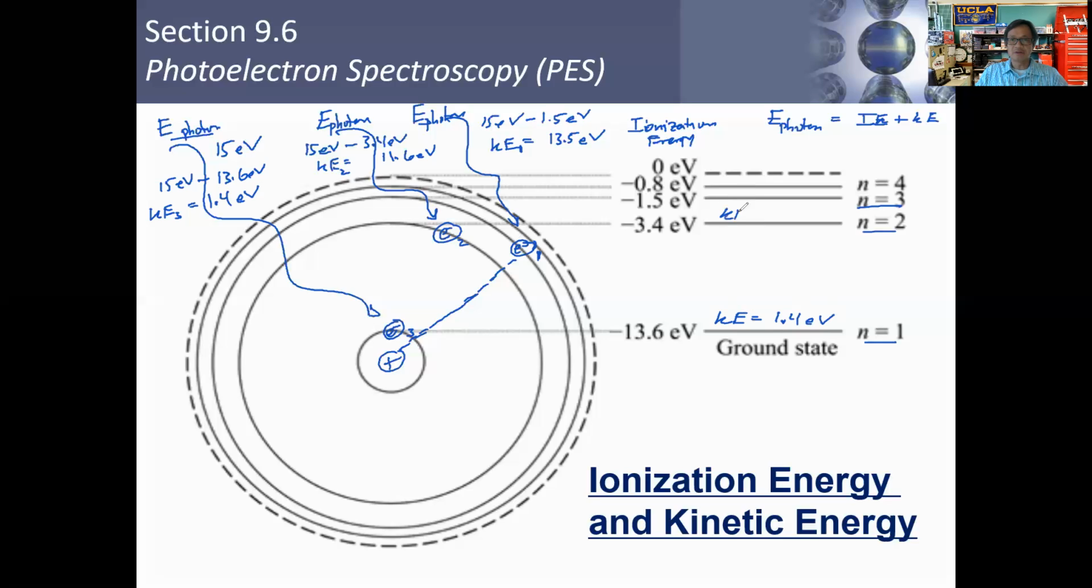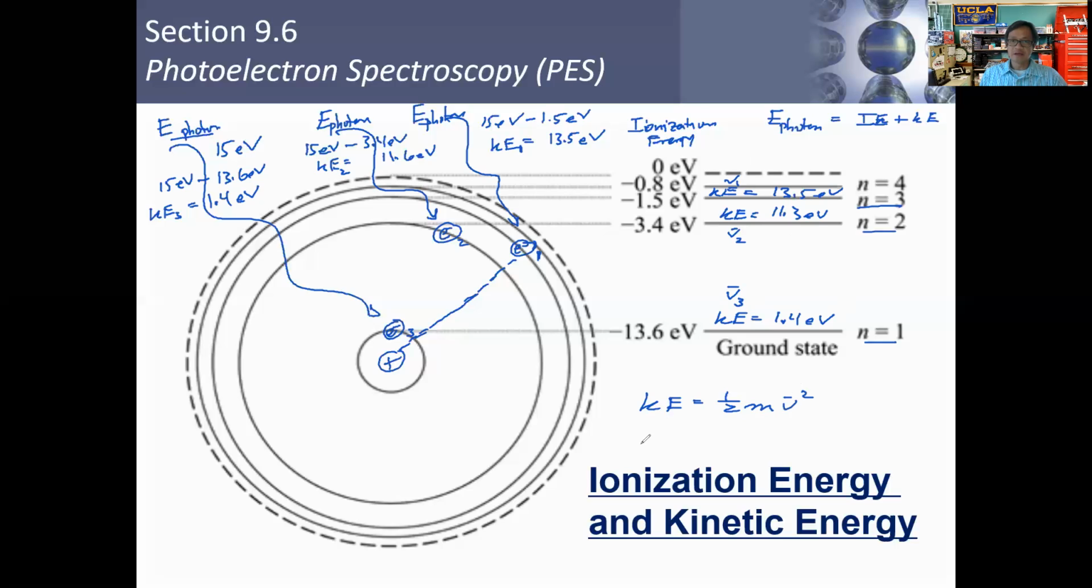Kinetic energy here is going to be 11.6 electron volts, and the kinetic energy for this one is going to be 13.5 electron volts. Okay, all right, so what we know about kinetic energy is that kinetic energy is 1/2 mass times v squared. So as the kinetic energy increases, and we'll call this the velocity of electron 3, this will be the velocity of electron 2, this is the velocity of electron 1, you'll notice that as the kinetic energy increases, so will the velocity.